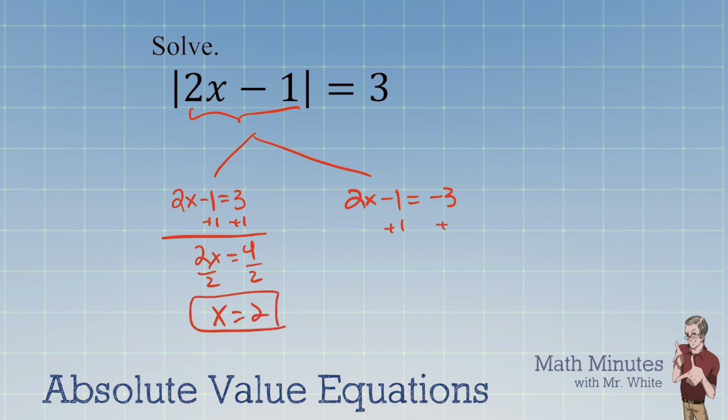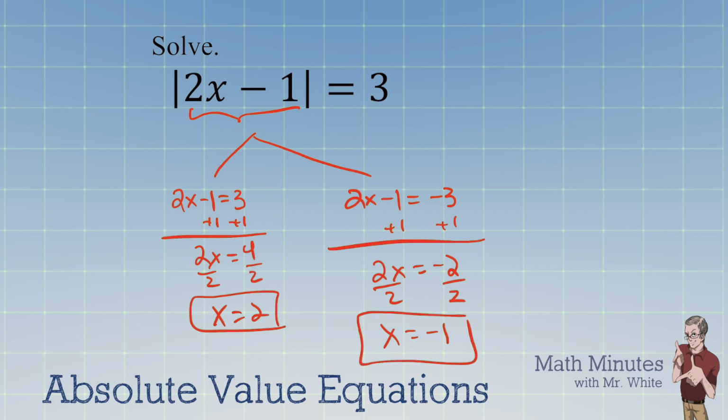We're going to add 1, we're going to add 1. 2x equals negative 2. Divide by 2, x equals negative 1. So we got the answers 2 and negative 1. Notice we didn't get 2 and negative 2 or 1 and negative 1.